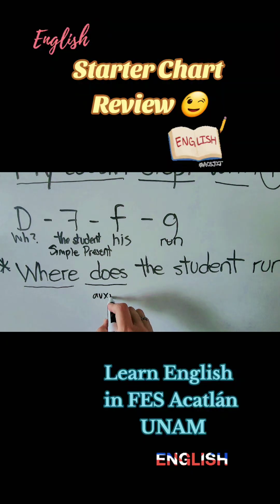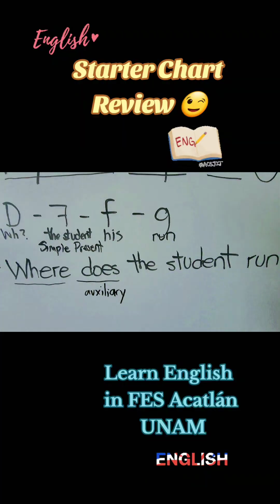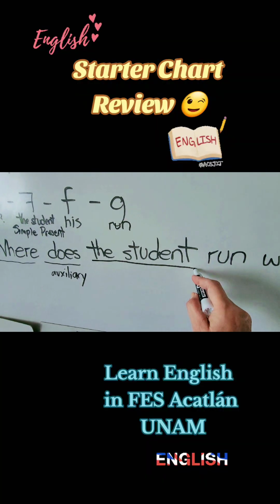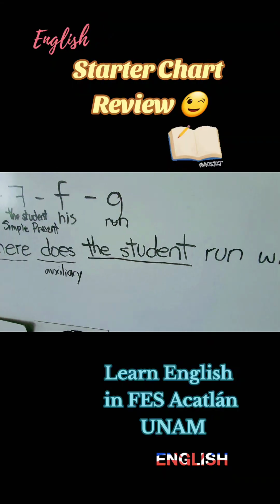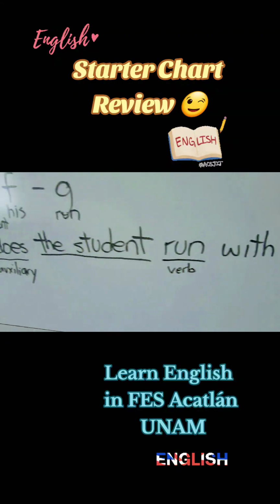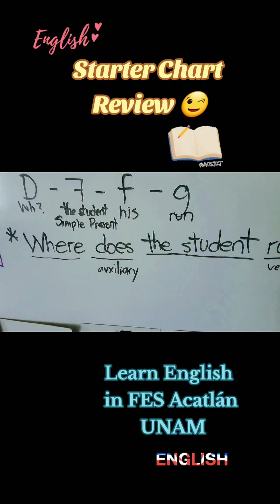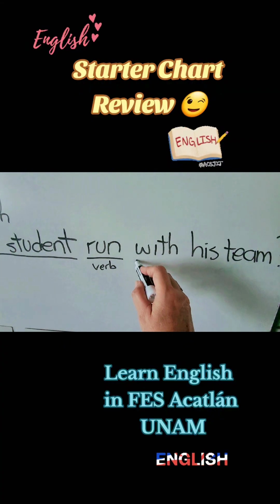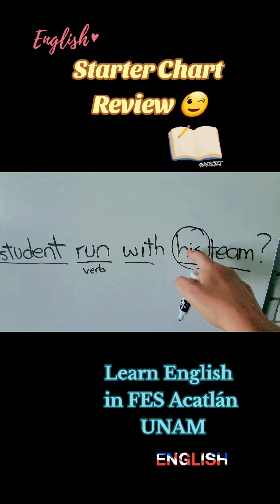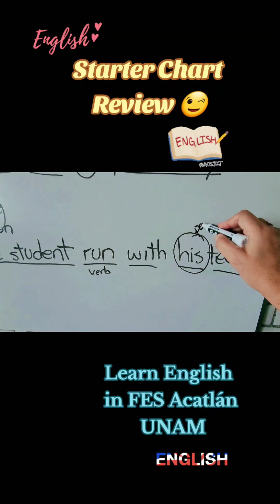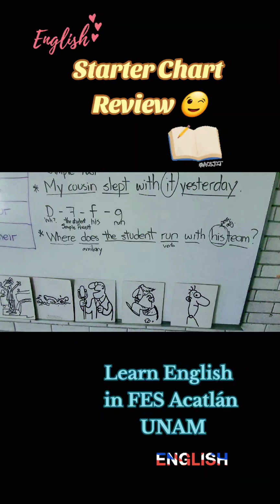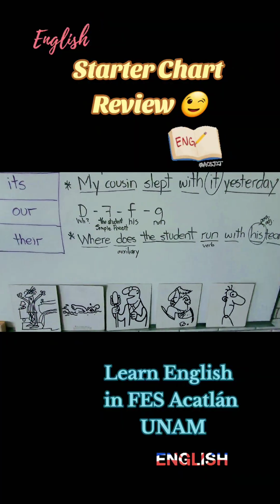Okay, so we have here where, that is the WH, auxiliary does for the he, she, or it, okay? And then we have the student, that is the subject, and run, this is a verb. Remember, we do not conjugate the verb because we have the auxiliary here. And then with preposition, and we have his team. This is the possessive adjective. So that is another example. Where does the student run with his team?